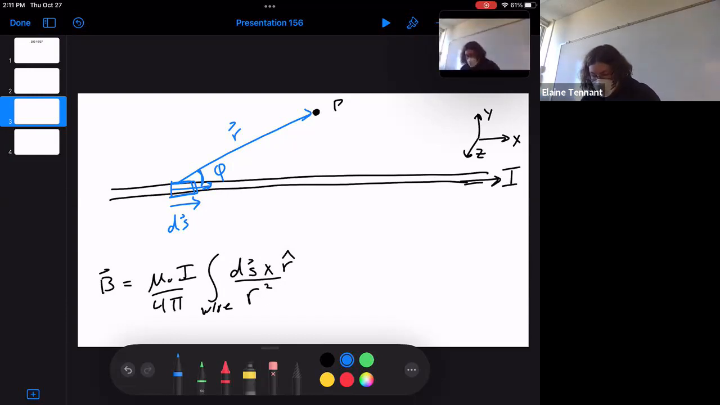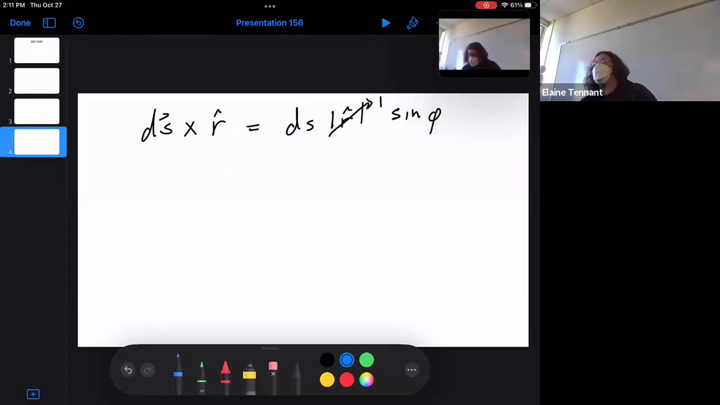Now, the next thing. We did a cross product. A cross product takes 2 vectors and gives you back a vector. So we have to figure out a direction on this as well. And we're going to right-hand rule this, where the pointer goes in the direction of the first, that's ds. Next finger goes in the direction of the second, that's r hat. And then our thumb is going to point in the direction of the magnetic field.